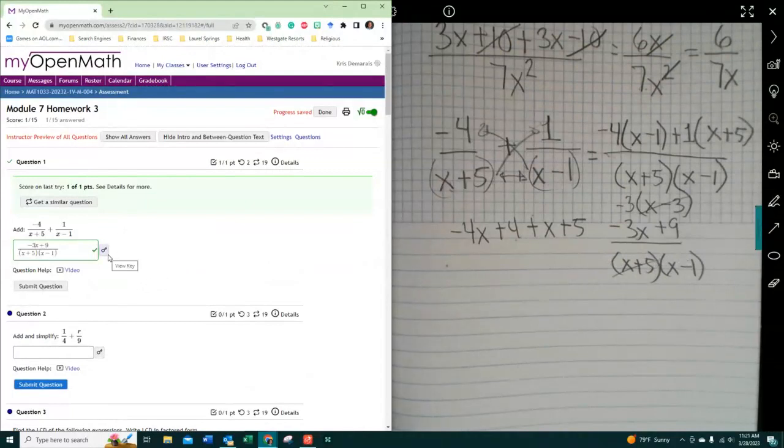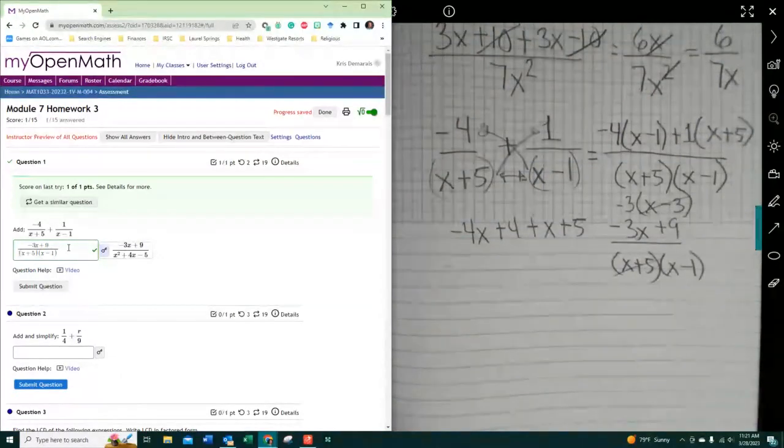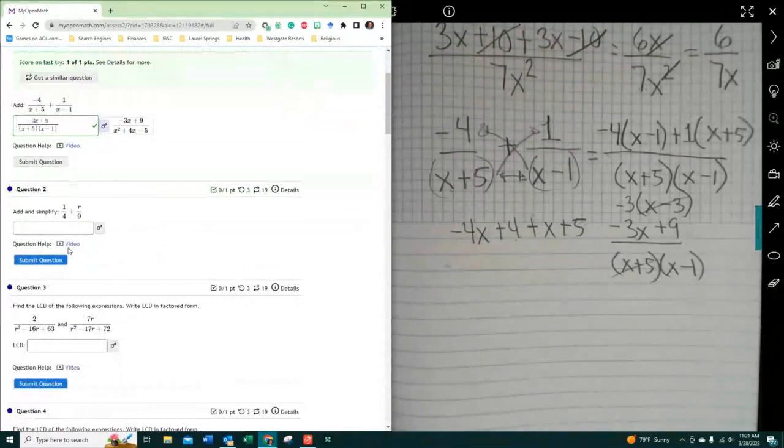Okay, now although they give the answer in FOIL form, I personally prefer the denominator to be in factored form, and it keeps it easier for the students as well. So when you're answering these, you can put it in factored form.